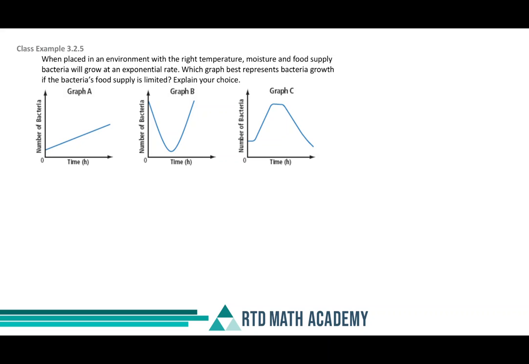Class example 3.2.5. When placed in an environment with the right temperature, moisture, and food supply, bacteria will grow at an exponential rate. So an exponential rate, something we'll look a little bit further into when we get into Math 30, but exponential rate means that it increases at a doubling or tripling or an alarmingly fast rate. As soon as you get to a certain point, it becomes quite a steep graph and it shoots up quite quickly. So this is an exponential rate.